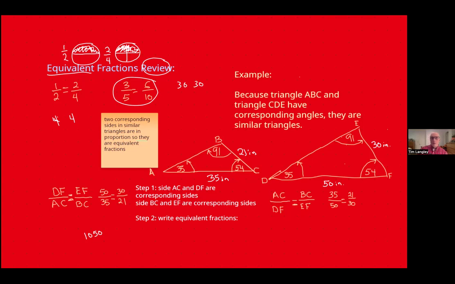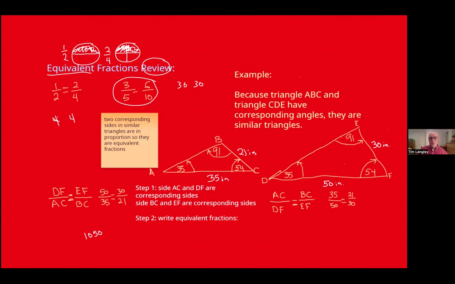Okay, let's take a look at an example situation here. Because triangle ABC and triangle DEF have corresponding angles, they are similar triangles. We've got these two triangles here, and the first one on the left has a 35, a 91, and a 54-degree angle. 35, 91, 54, they're both equivalent. Now, again, I want you to notice they're different sizes, because side BC on the first triangle is 21 inches and EF is 30 inches.